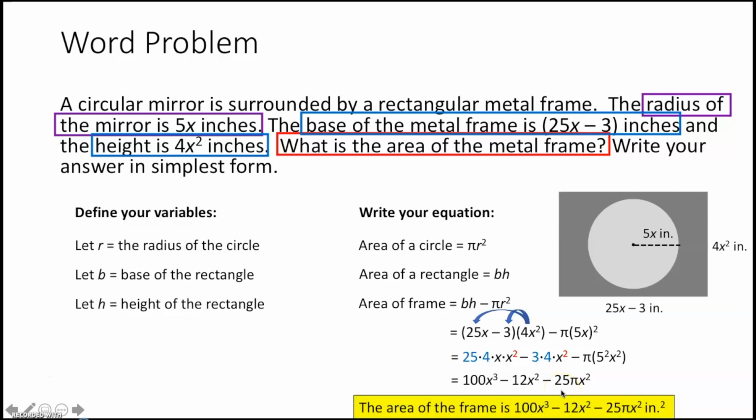So we're going to say that our answer, because we were asked a word problem, we answer in the form of a sentence. The area of the frame is 100x cubed minus 12x squared minus 25 pi x squared inches squared. Remember, it's square inches because it's area that we're dealing with.